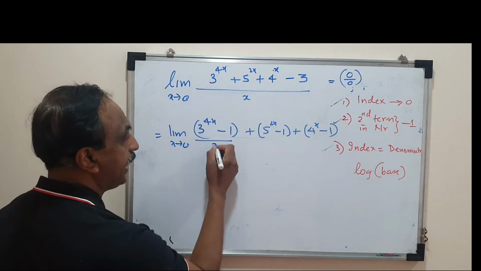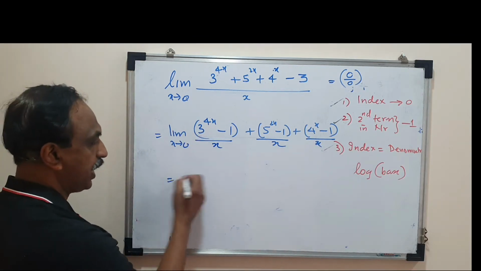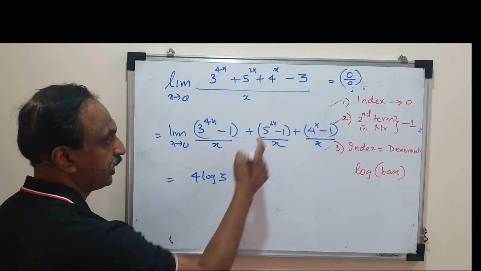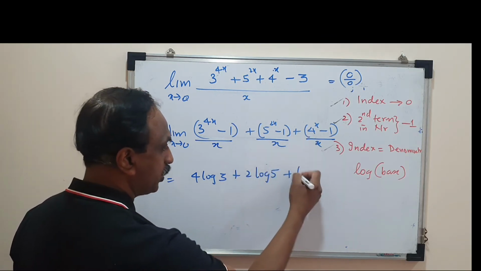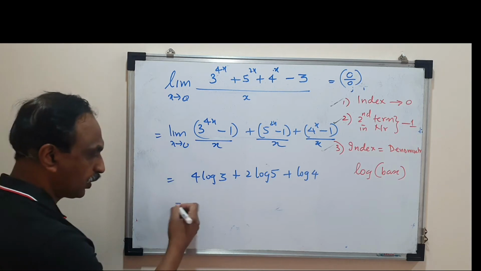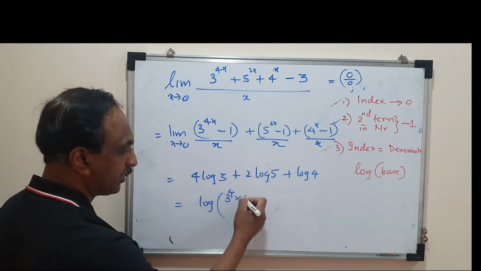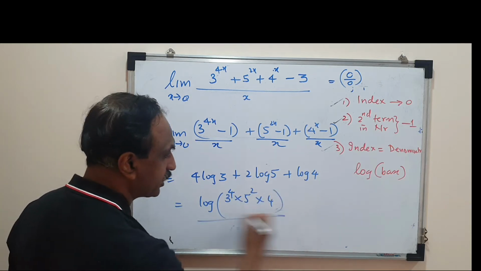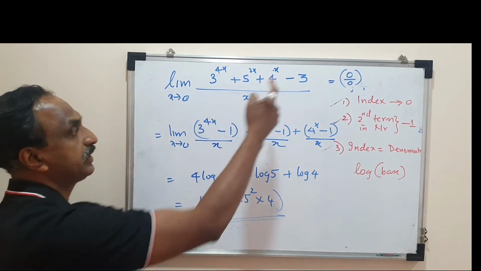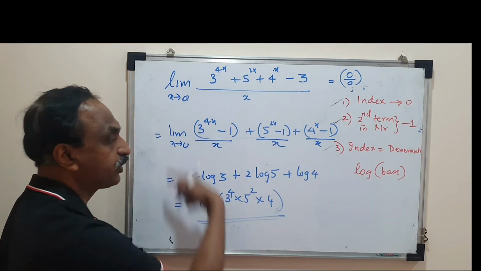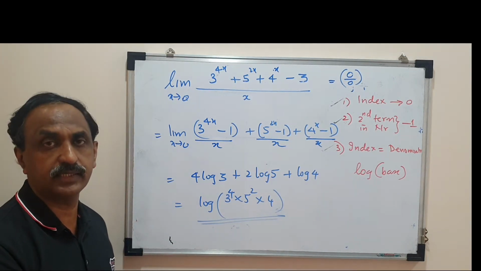Now distribute x to each one of them. Now there is a coefficient here, so answer is 4 log 3. There is a coefficient here, 2 log 5. There is no coefficient here, so log 4. If you want to write as a single log, 3 raised to 4 into 5 square into 4, you can write it this way and write your final answer. So you need to solve this minus 3 adjustment just mentally. You don't have to write all the steps. You can directly write the answer by looking at it. That is the aim of this exercise.